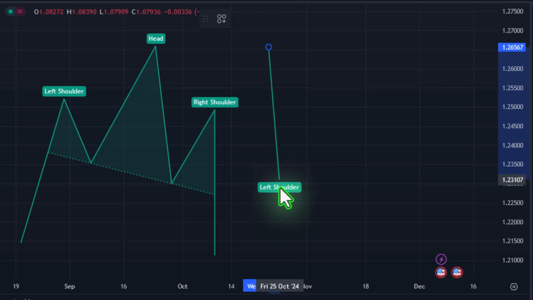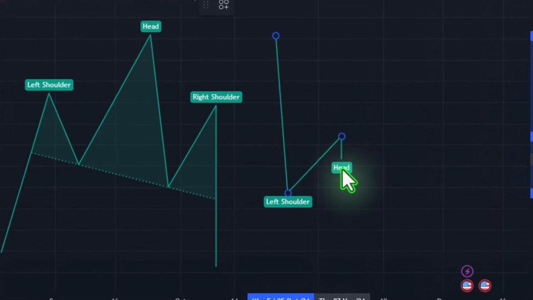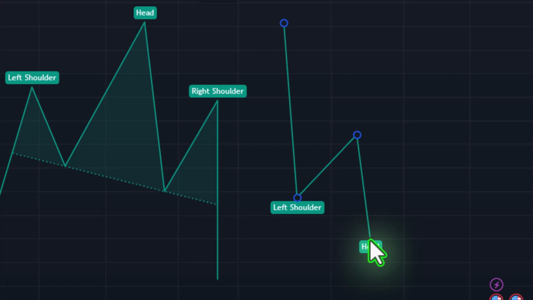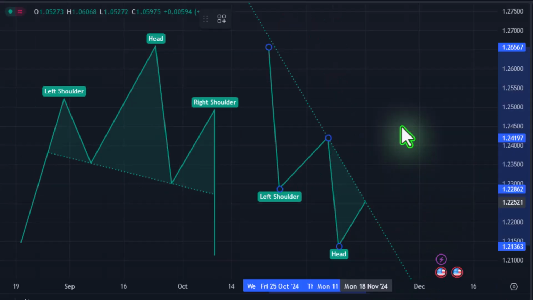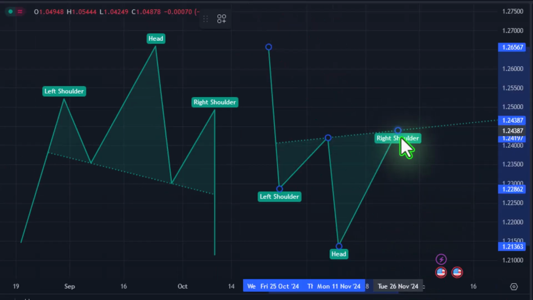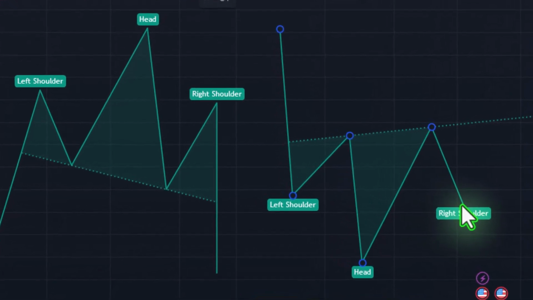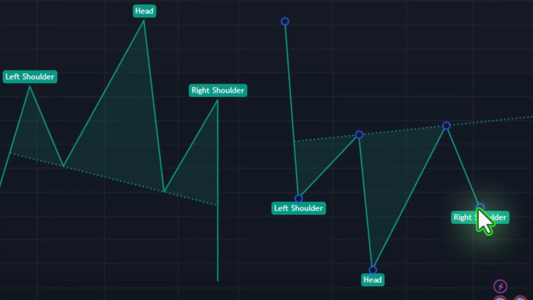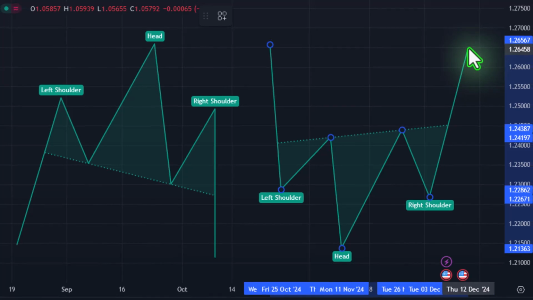It forms after a bearish move. After that, price finds support and retraces back. Then it forms a resistance and you see price coming down to form another dip. After that, price retraces back to find a resistance again before coming down to form another lower support before going all the way to this point.